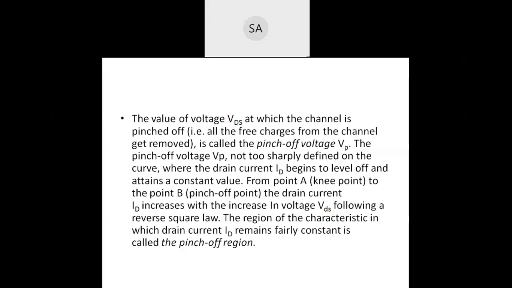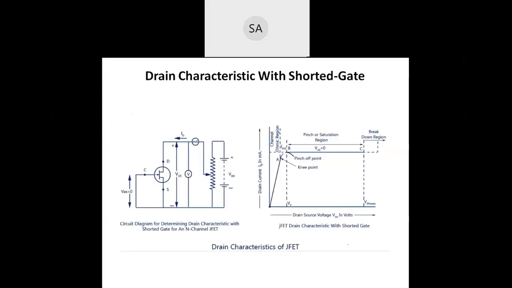This pinch-off voltage VP is not too sharply defined on the curve, where the drain current ID begins to level off and attains a constant value from point A to point B. Before that, the drain current increases with increase in VDS following a square law. The region of the characteristics where the drain current ID remains fairly constant is called the pinch-off region, where the drain current is constant even if you are increasing the drain to source voltage. Once it reaches the pinch-off voltage, there will be no increment in the drain current.